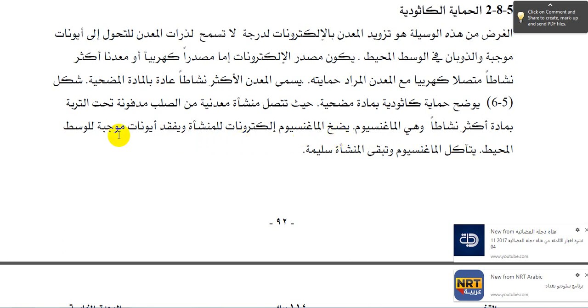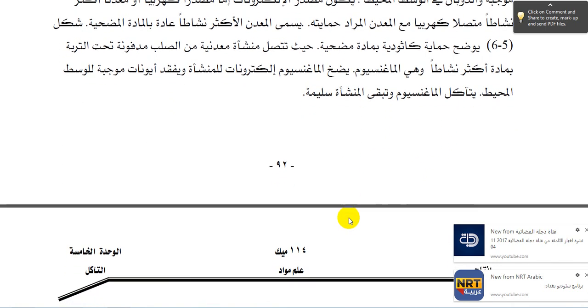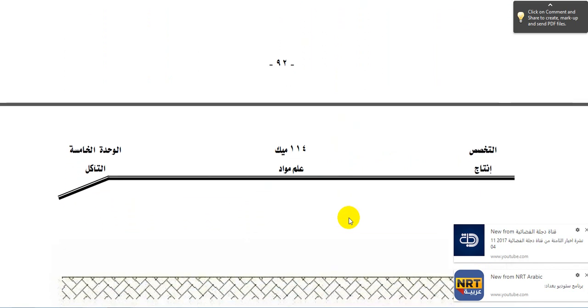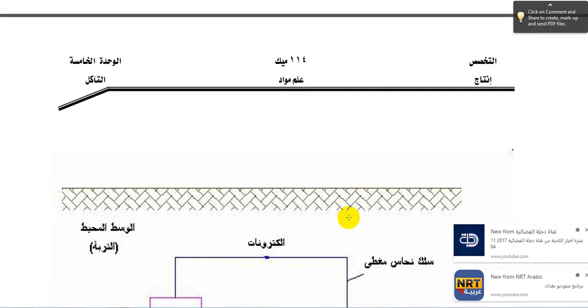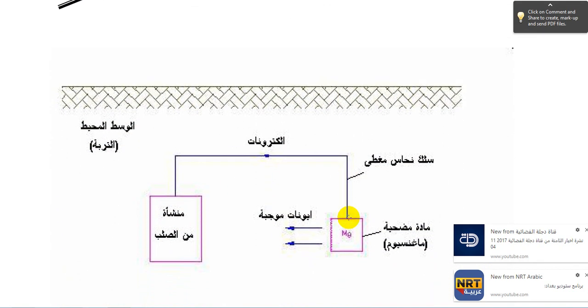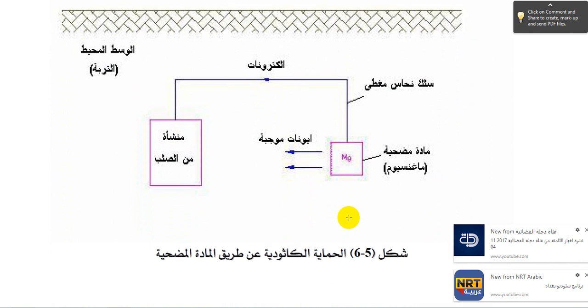and supply positive ions to the media. The magnesium, as you can see right here, will be consumed, and the facility will remain the same. This is a clear example of cathodic protection by sacrificial material.